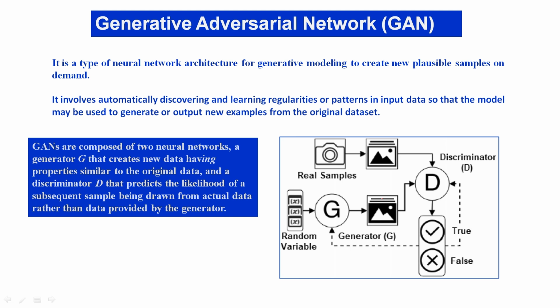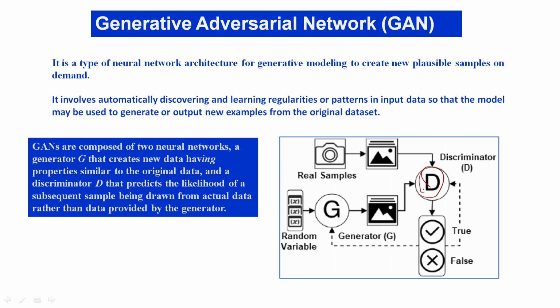The next technique which we will talk about is the generative adversarial network, or GAN. It is basically a type of neural network architecture for generative modeling to create new possible samples on demand. What is that? Well, let us discuss. It is composed of 2 important parts. One, a generator G, you see a G here, that creates new data having properties similar to the original data, and you also have a discriminator D, shown here, that predicts whether this data are likely to be the same as actual data.